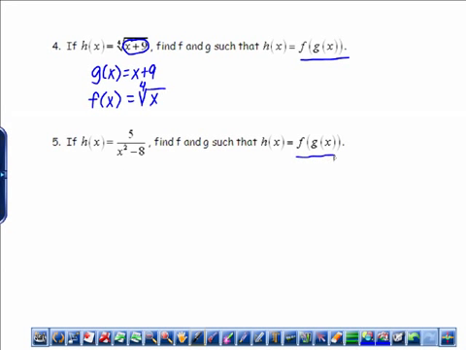All right, so let's look at the next one. Again, you want to look at the inside part, the g of x. You want to look at what's close to x. On this one, I'm going to just take the whole denominator, x squared minus 8. To me, this seems like the easiest route. Then what would f of x be? It would be 5 over, not this thing, but x, because of the input. And you can easily check that these work just by doing f of g of x.